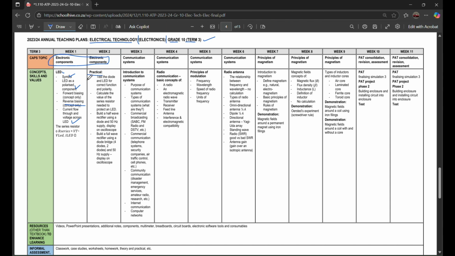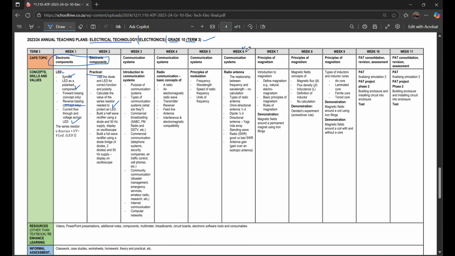Within week 2, you'll be provided a practical where you test the diode and LED for correct function and polarity, calculate the value of the series resistor needed to protect an LED, build a half-wave rectifier using a diode and 50 Hz supply displaying on an oscilloscope, and build a full-wave rectifier using a diode bridge, which can be 4 diodes or 2 diodes, and a 50 Hz supply displaying on an oscilloscope.